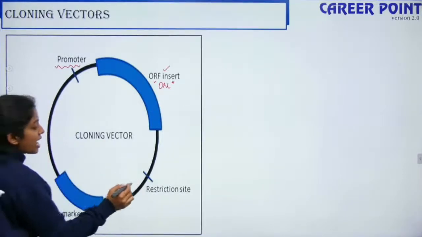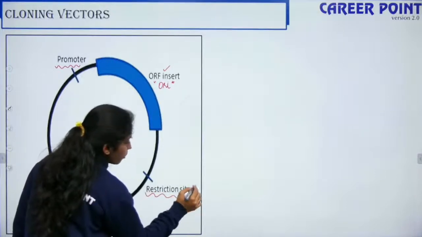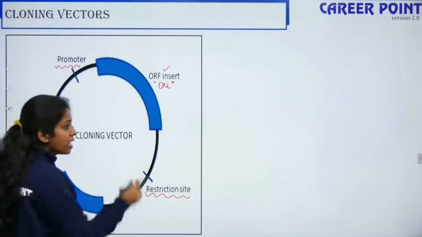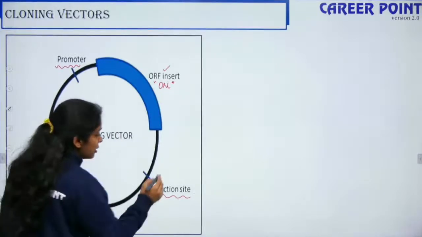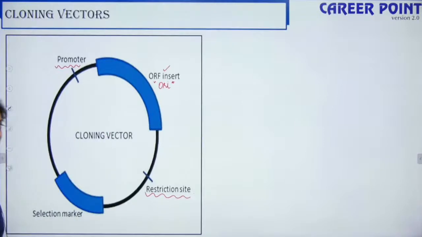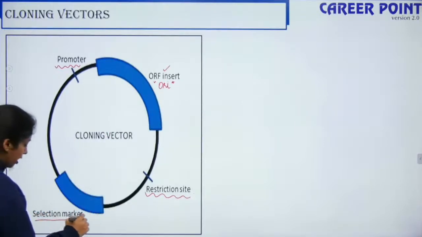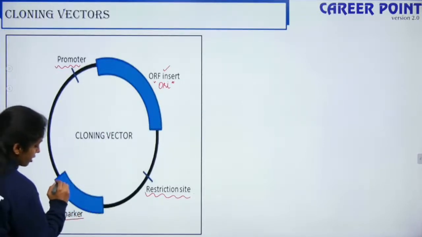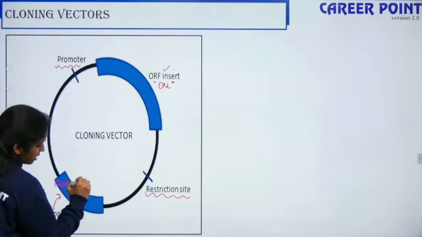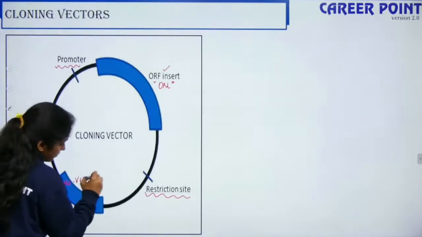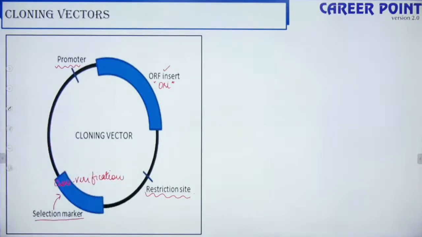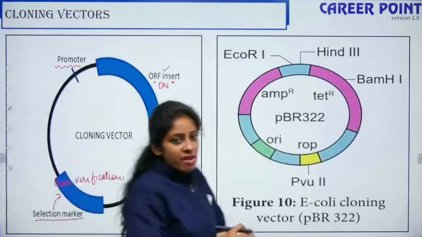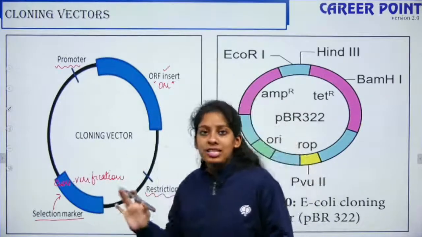Apart from that, it should have a restriction site, because if I want to cut open the plasmid, I look for the restriction site so that I can use my restriction enzyme. So it should have some restriction site, and it should have a selection marker. This selection marker is used for the cross verification step. Alright. Okay, so this is how a normal plasmid should be.